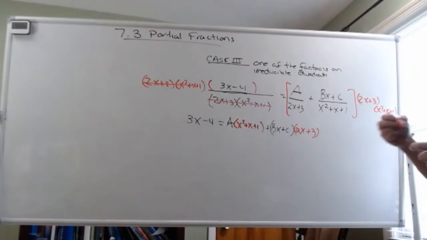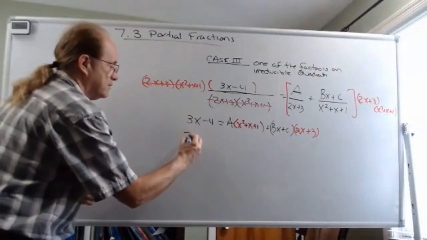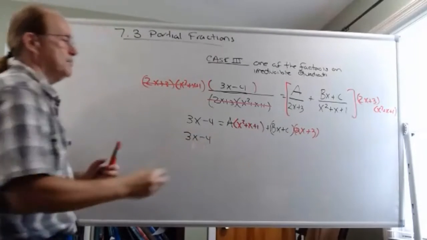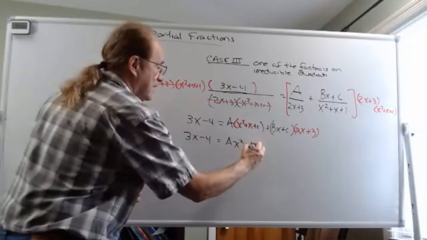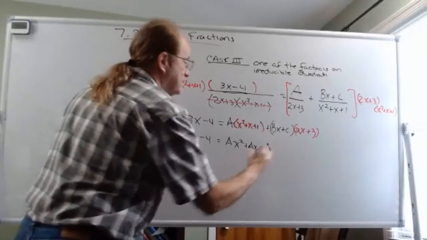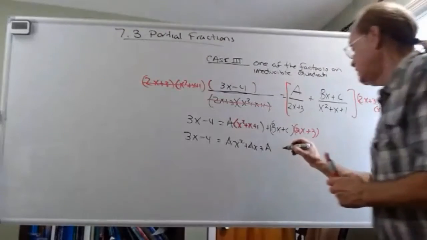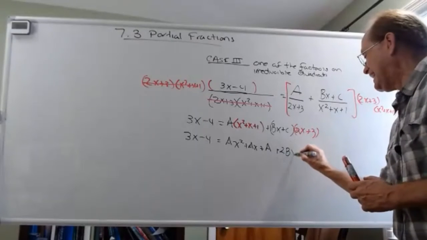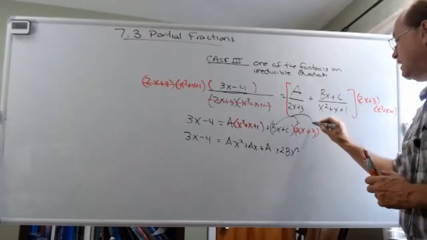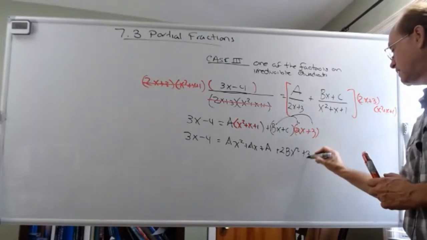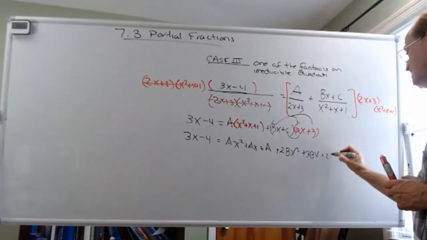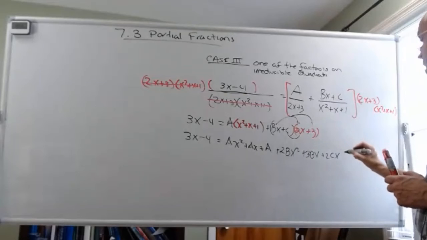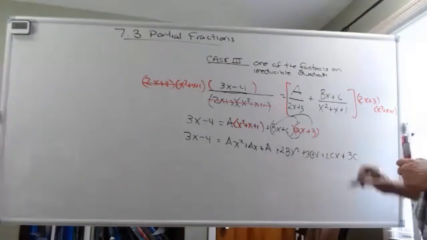Now let's multiply everything out and get the like terms together. The left-hand side doesn't change. That's the side that I'm trying to emulate. But over here, I do get differences. I have Ax squared plus Ax plus A. Then I multiply here, and I get plus 2Bx squared, and then plus 3Bx, and then plus 2Cx, and then C times 3 gives me plus 3C.